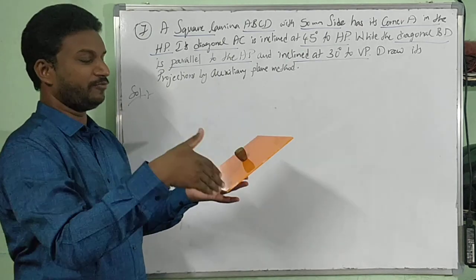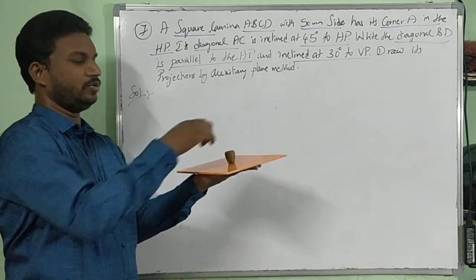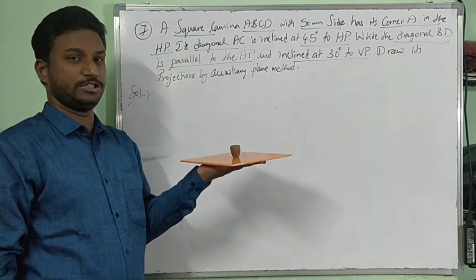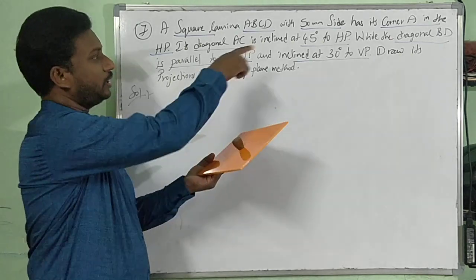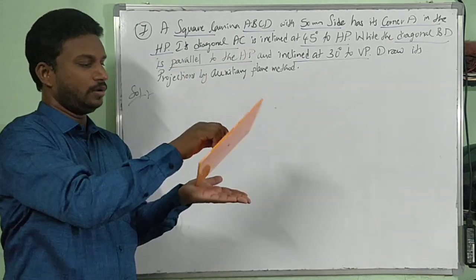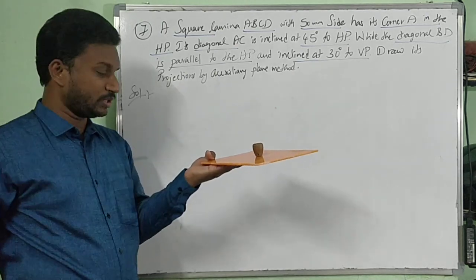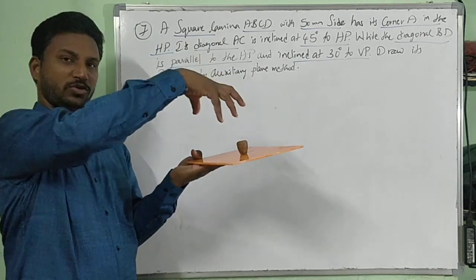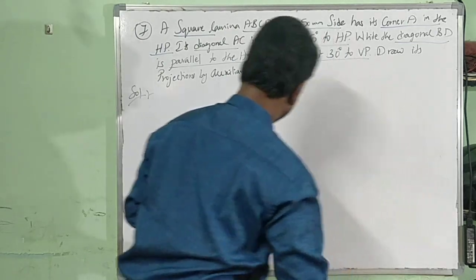Now in that perception, whatever 30 degrees of BD we have, make it 90, and remove the 45 degrees. Now you can see it is on HP, provided that one corner A should be on HP. Now if you remove this, it will fall here. Now we are supposed to draw its projection. Projection means drawing its top view and front view. For the true shape, the top view is a square, the true shape, and the front view will be a line. Already you have drawn this.